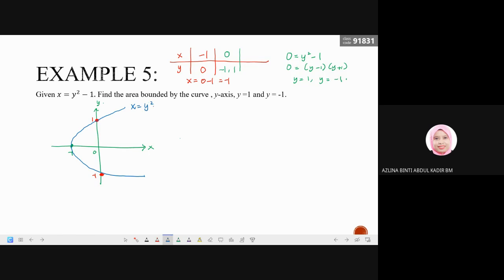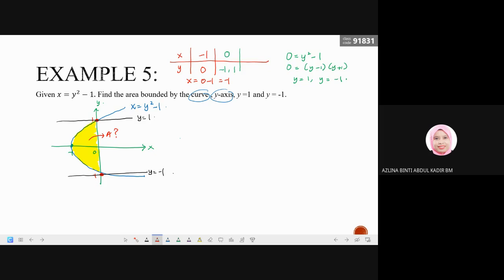x is equal to y squared minus 1. Jadi kat mana awak nak shape region? Okay. Saya kata bounded by curve, y axis. Ini curve, yang biru tu curve. Y axis hijau tu. And then line y is equal to 1. Ini adalah y is equal to 1. Here is y is equal to negative 1. Right. That means the shaded region is here. Ni gitu. So yang kita nak cari adalah sinilah area dia.